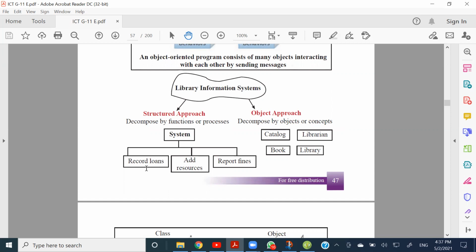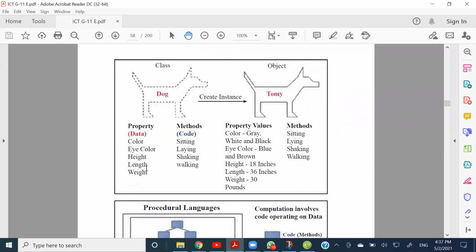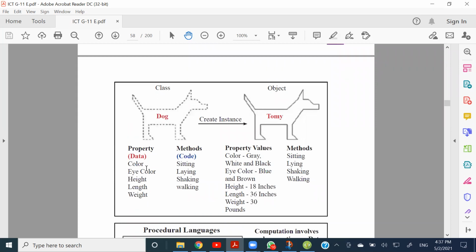Okay, here they have given many different ways to identify this particular scenario. They take a dog. A dog has properties like color, eye color, height, length, weight. Methods: it can sit, shake, walk.